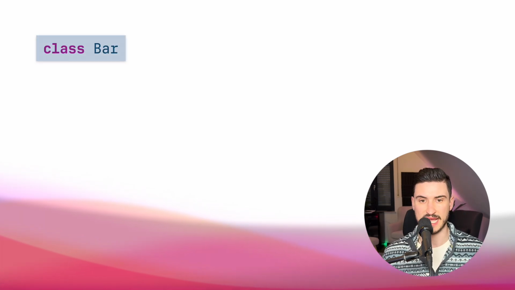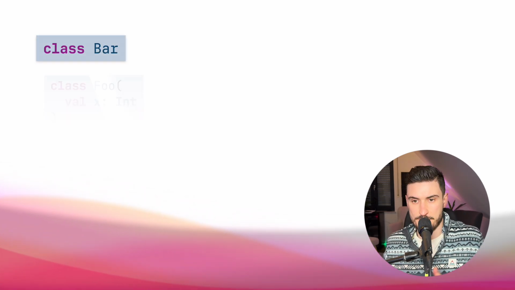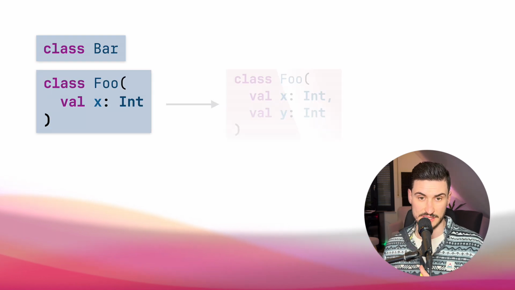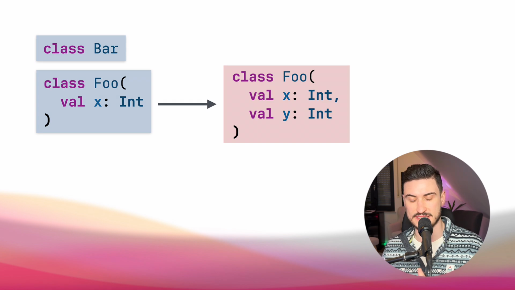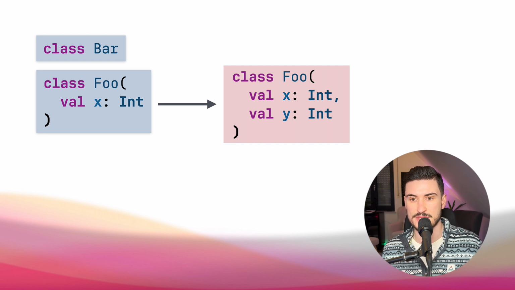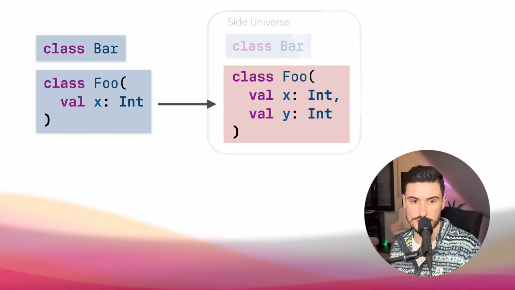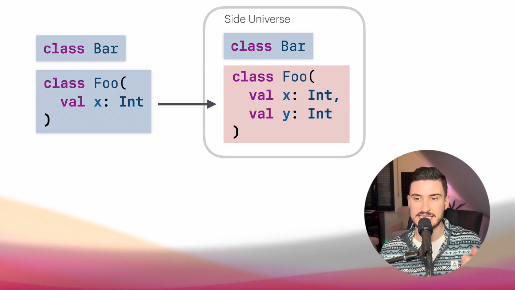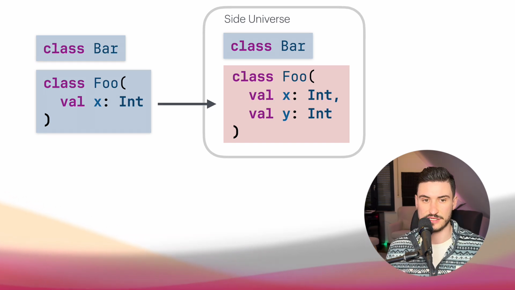Let's consider an application with two classes, Foo and Bar, where Foo has a property x. When adding another property y to Foo, recompiling and defining it, the JetBrains runtime will load the new version of Foo alongside all other classes and build what is called a side universe. The old version of the classes will still be available as there might still be old code actively executed.